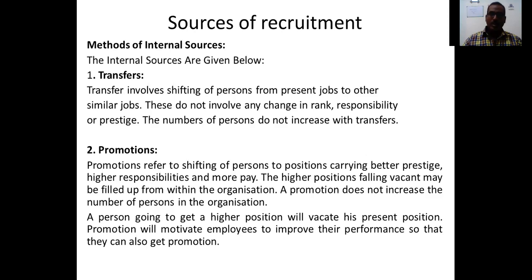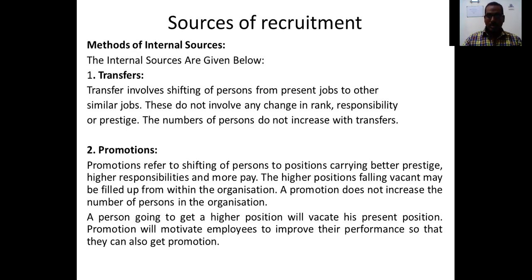So what happens? As I told you, it may be from one department they will be transferred to another department, or one section to another section. Sometimes from one branch to another branch. Usually in this kind of transfer, the post given is almost the same or an equivalent post, and there may not be any increase in benefits, both monetary and non-monetary. So that is about transfers and promotion.